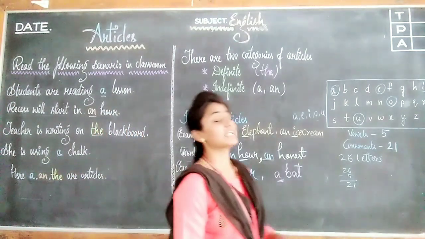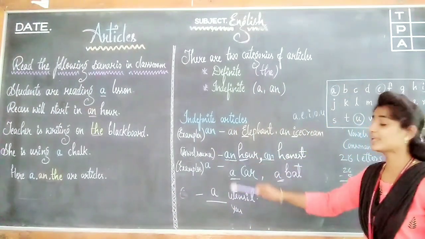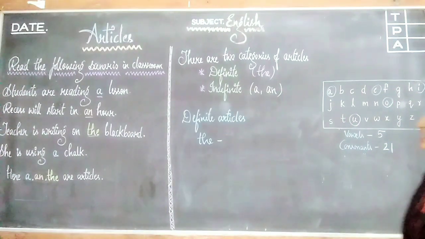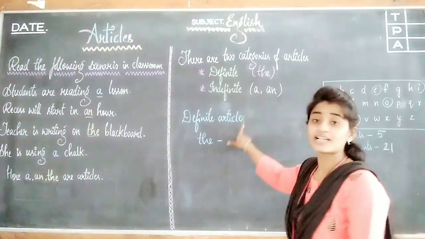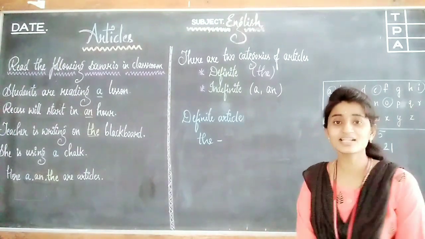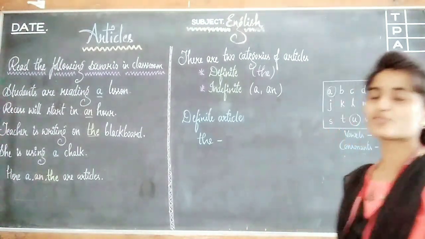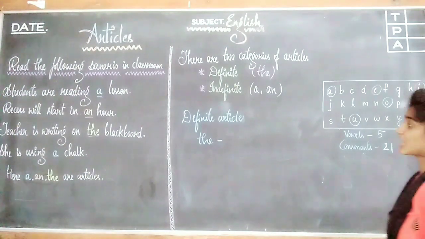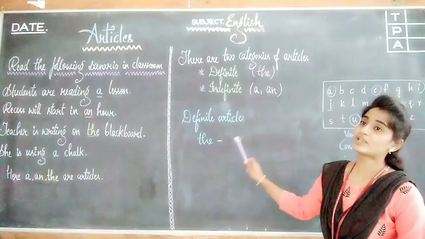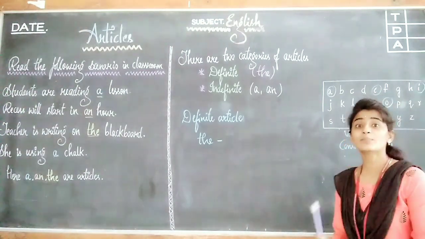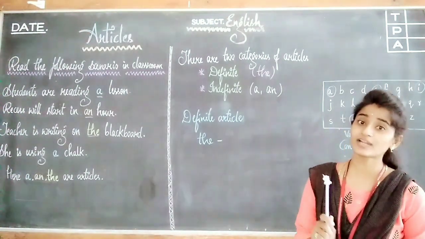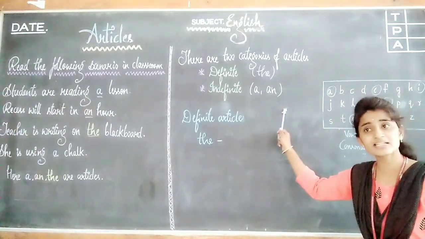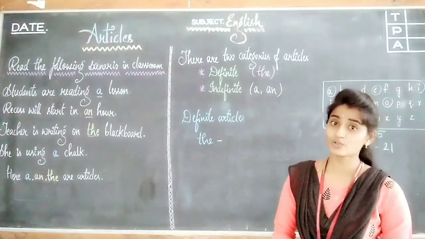So we have seen the indefinite articles, that is an and a. Now we are going to see the definite article. Which is the definite article, children? The is the definite article. We use the definite article the when we talk about a particular person, place or thing.